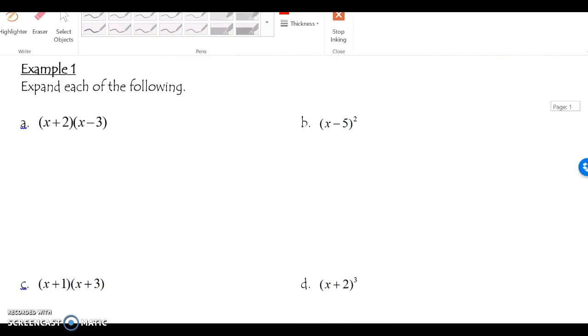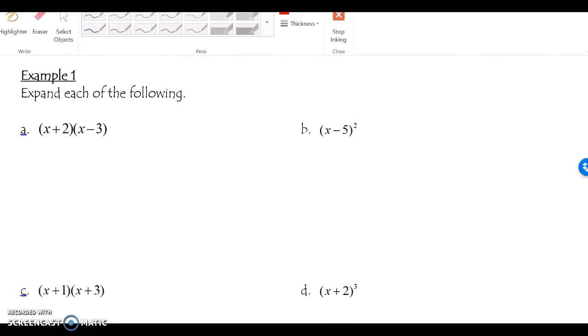So for the first example, expand each of the following. And this is why I say it's really just an example of the distributive property, because we're just distributing x to everything in the second binomial, then 2 to everything in the second binomial. Or multiplying the first terms, the outers, the inners, and the last, and that's where that word FOIL comes from. So FOIL is just a way for us to remember how we should actually complete this multiplication.